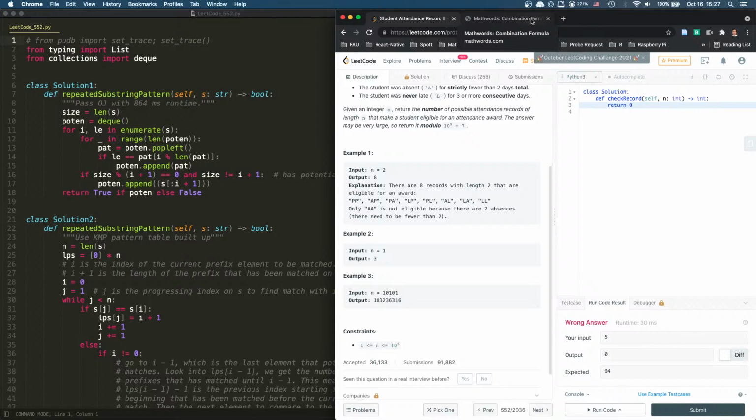What we add up is just going to be 8 plus 4 plus 3, 2, 2. That gives us 19.